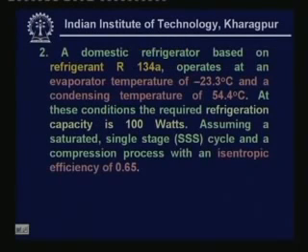So the second problem is like this. This is a problem on a vapour compression refrigeration system. The problem statement is like this: a domestic refrigerator based on refrigerant R134a operates at an evaporator temperature of -23.3 degrees centigrade and a condensing temperature of 54.4 degrees centigrade. At these conditions, the required refrigeration capacity is 100 watts. Assume a saturated single stage cycle and a compression process with an isentropic efficiency of 0.65. So this is the information given. Refrigerant is specified, temperatures are specified, capacity is specified, and the efficiency of the compressor is also given.